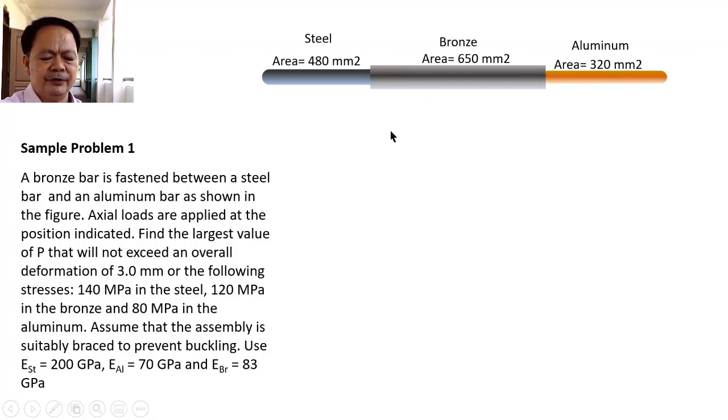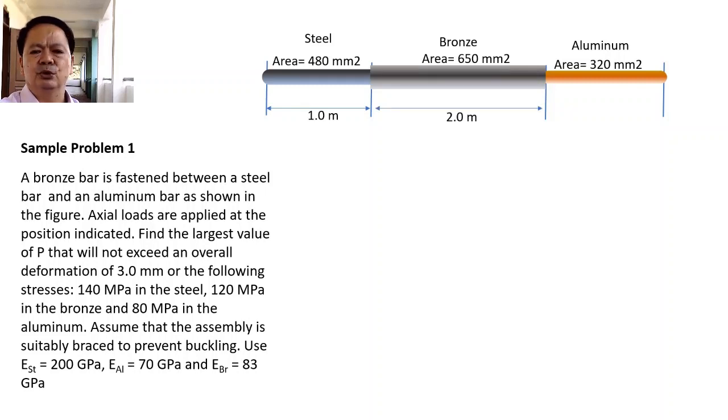The lengths of the steel, the bronze, and the aluminum are given such that the steel is 1.0 meter, the bronze is 2 meters, while the aluminum is 1.5 meters. And these bars are subjected to the following loads. At the end of the steel, there is a load P acting.